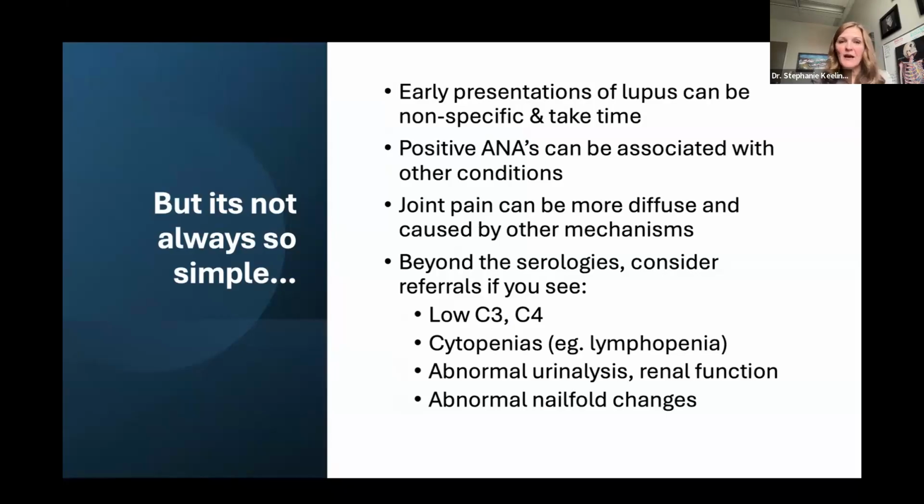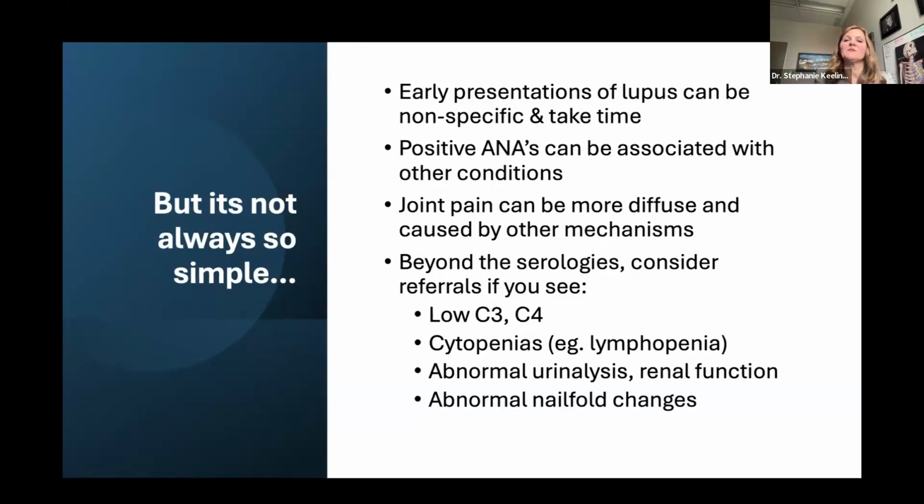We also know positive ANAs can be associated with other conditions as well, or transiently induced by a virus or whatever. I think we've already acknowledged the existence of other causes of pain, whether it's a tendinopathy, which isn't lupus, lupus doesn't do enthesopathy. That's more spondyloarthritis, or secondary causes like central pain sensitization or fibromyalgia.